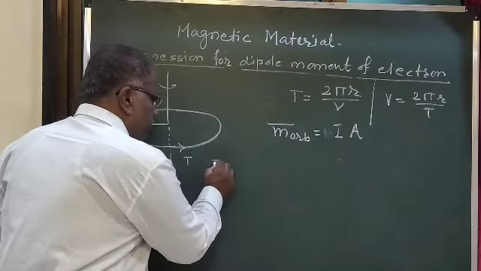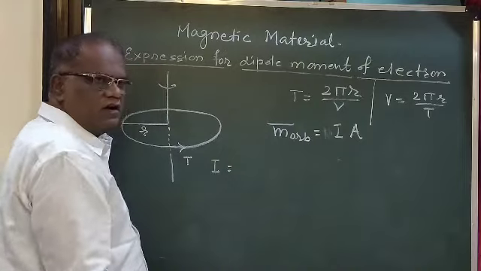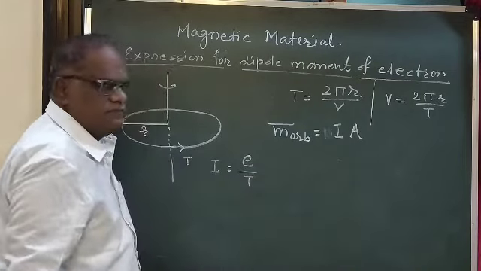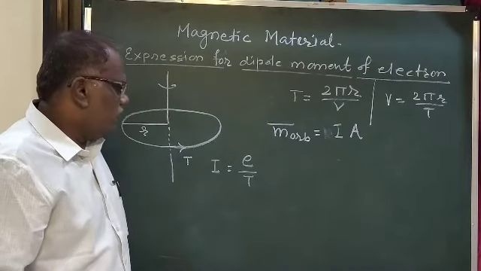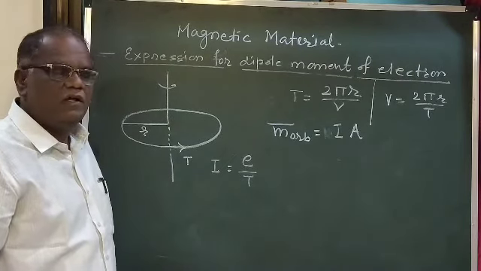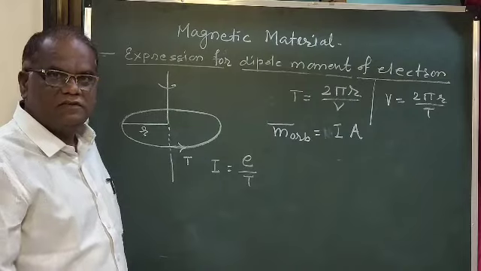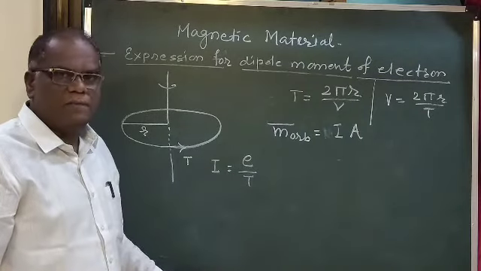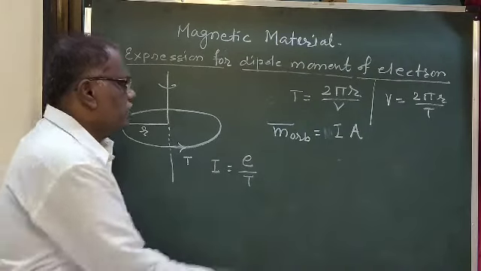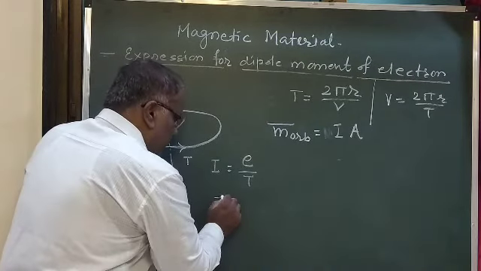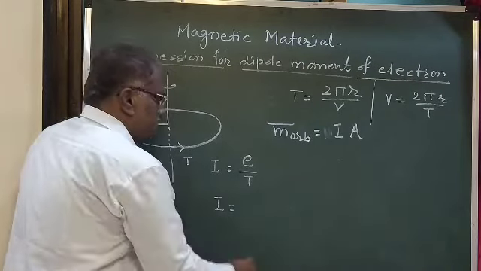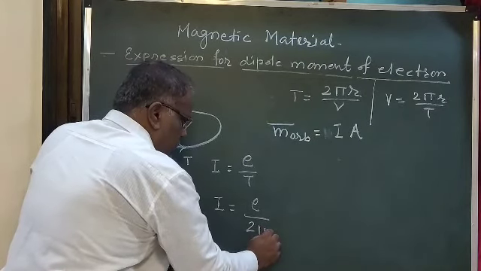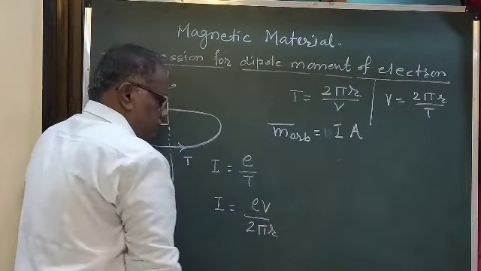Now I is equal to electron current, I is equal to e upon capital T, rate of flow of electric charge. By using that concept, I is equal to charge upon time period, e upon T, but we know that T is equal to 2 pi r upon v. Hence I is equal to e upon value of T, 2 pi r upon v.